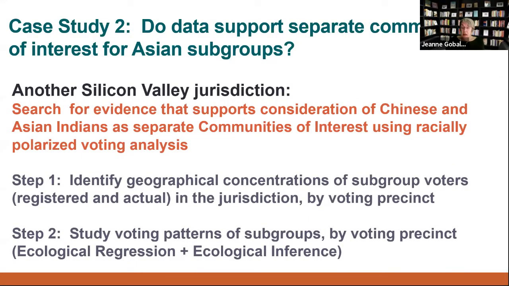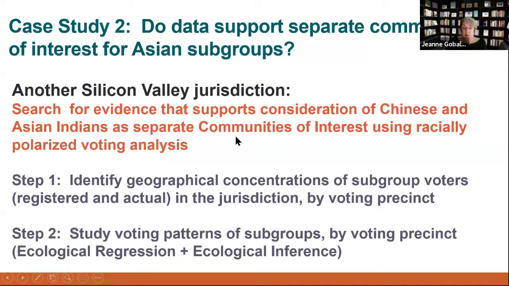Our second case study is of another jurisdiction. And so far, it is attorney-client privilege because we're just talking to the attorneys for the jurisdiction as well as board members. We've been doing some background studies for them, and they asked us to search for evidence that supports considering Chinese Americans and Asian Indians as separate communities of interest that ought to be respected when drawing lines instead of all Asian populations, these subgroups. And they're numerous enough to be important and significant.